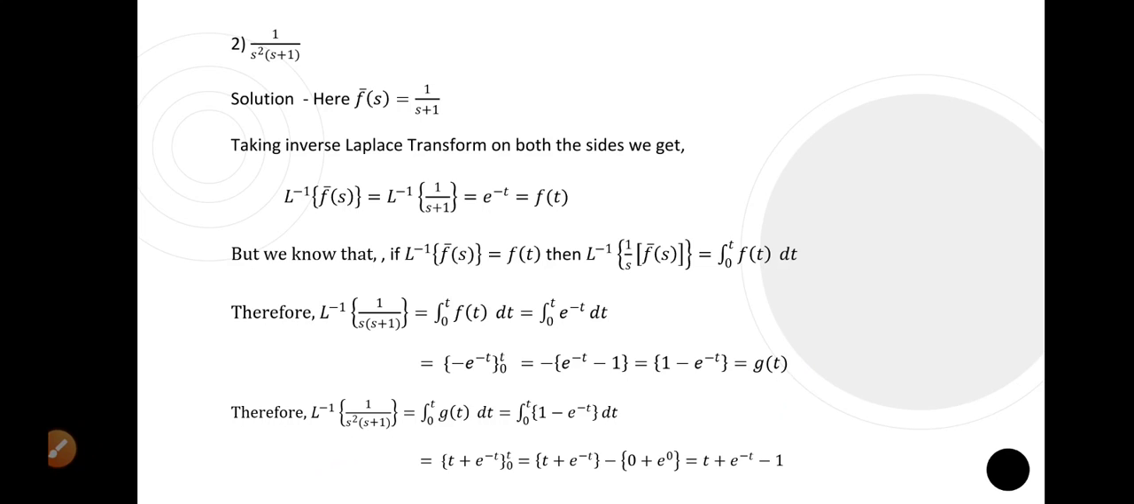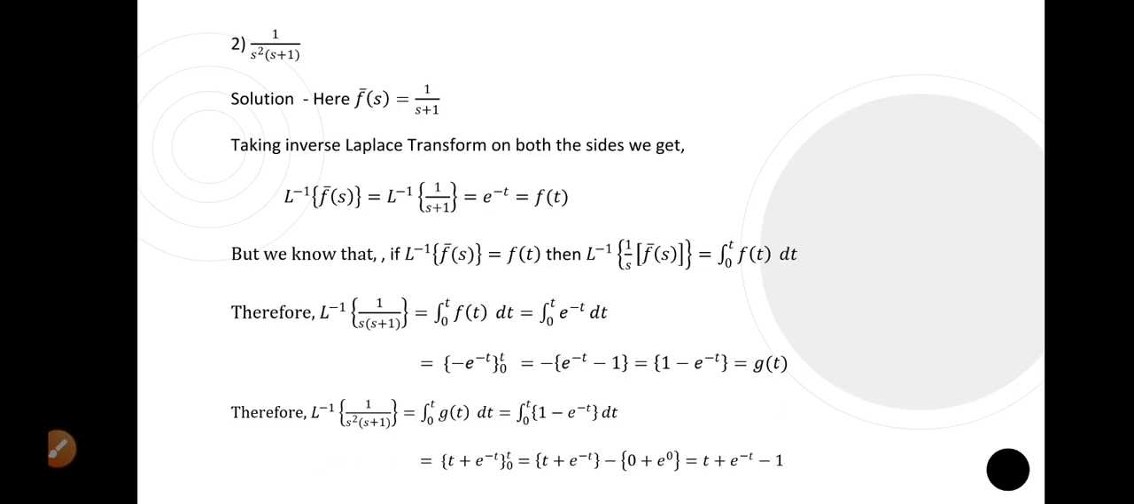Integration of e raised to minus t is e raised to minus t upon minus 1. This minus sign and minus divisor gives you plus in between t and e raised to minus t. Then put the lower limit and upper limit. For the upper limit, we get the term as it is, t plus e raised to minus t, minus the lower limit terms, 0 plus e raised to 0, that is 1. So on simplification, we get t plus e raised to minus t minus 1 as the final answer.